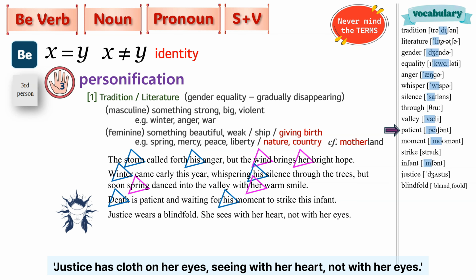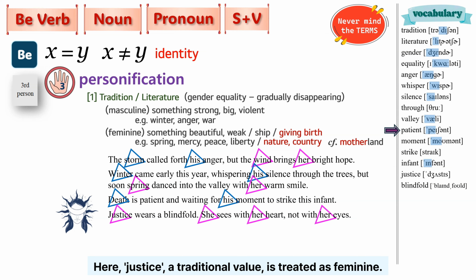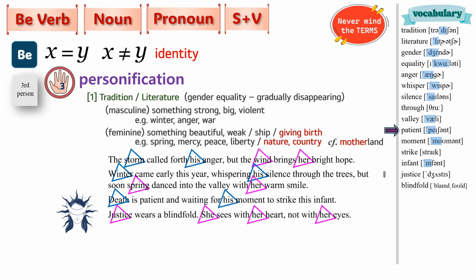Justice has cloth on her eyes, seeing with her heart, not with her eyes. Here, justice, a traditional value, is treated as feminine. Now let's check the stress and listen. Justice wears a blindfold. She sees with her heart, not with her eyes.